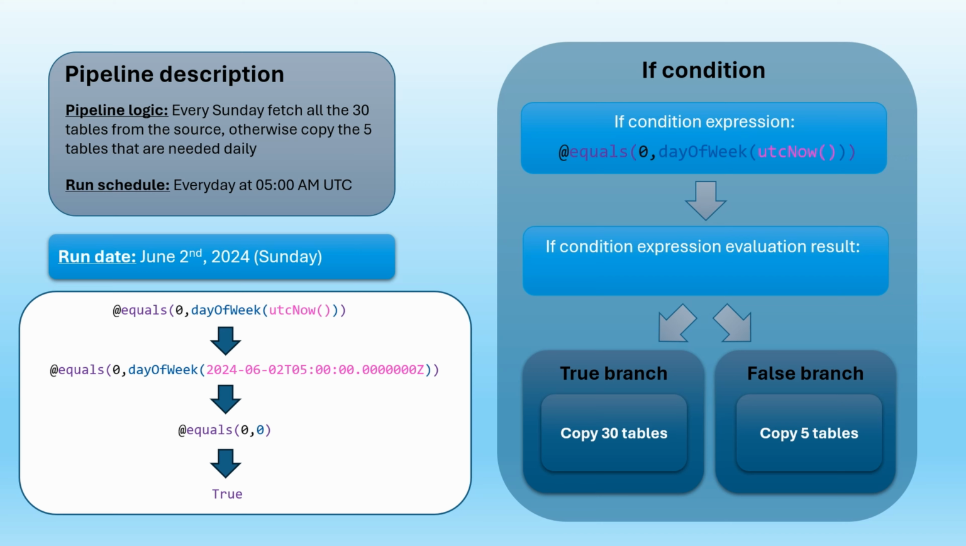Second, our day of the week function resolves using the timestamp that came from our UTC now function, and since our pipeline is running on Sunday, it will resolve to 0. Then lastly, our equals function compares: does 0 equal 0? It does, so it will resolve to true. This means that our if condition will run the activities in our true branch, and in the context of this example, copy those 30 tables from the source.